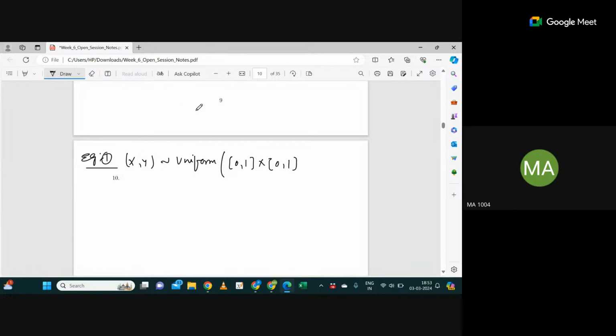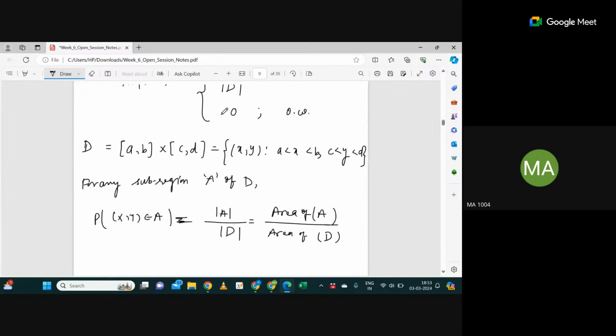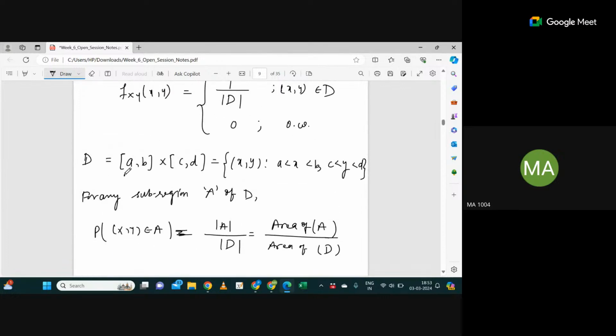So if you see there is a definition. If I have written D as [a, b] product [c, d], this means X will lie from A to B, and Y will lie from C to D.